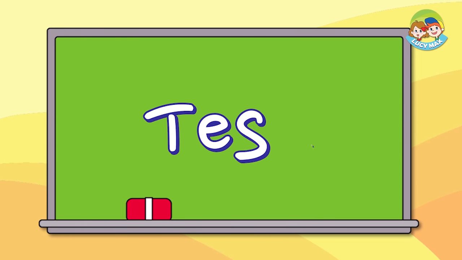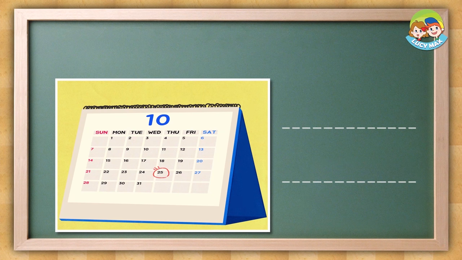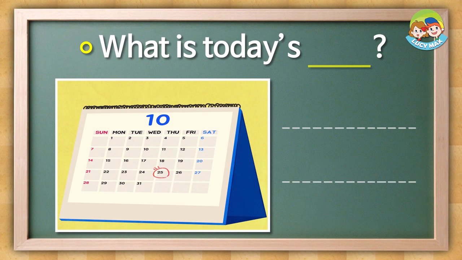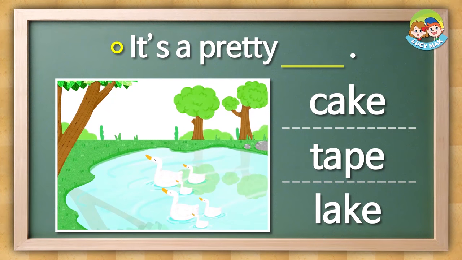It's test time again. Find the right words for the blanks. First, look at the picture and then choose the word. Are you ready? Look at the picture and choose the word for the blank. What is today's blank? Is it cake, date, or gate? The answer is this. It's a pretty blank. Is it a cake, tape, or lake?